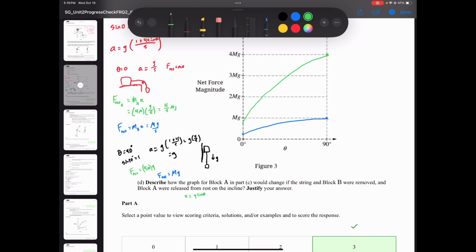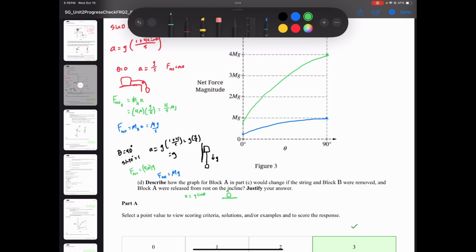So if theta were 0, and I only have block A, which has a mass of 4m, then when theta is 0, the net force acting on it is going to be 0. And then when it is at 90, it would still have a maximum value of 4mg.